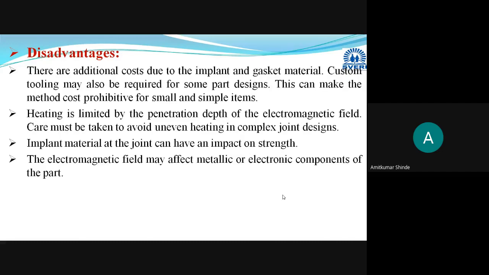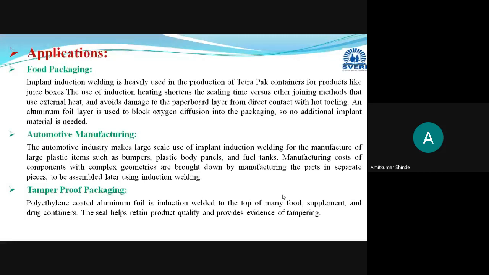Disadvantages: it requires some specific tool arrangement, it costs more, the depth of penetration is very less, and sometimes when using the implant material, joint strength is very less. Applications: Tetra Pak containers for storing juices, the juice box, then plastic materials like bumpers, fuel tanks, and tamper-proof packing made of polyethylene coating on aluminum foil. All these are made by induction welding.